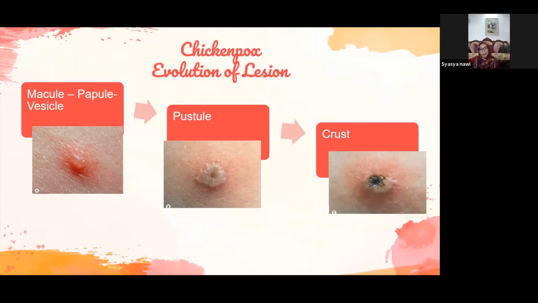This is basically the evolution of the lesion, where the rash will appear initially as a small red papule that rapidly progresses to a non-umbilicated oval teardrop vesicle on an erythematous base, like what you've seen in the first pictures. Then it will progress into a pustule, from clear to cloudy, where the vesicle would be depressed in the center with an irregular border. And lastly, it will form a crust in the center. Okay, next.